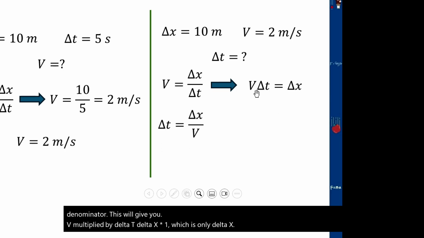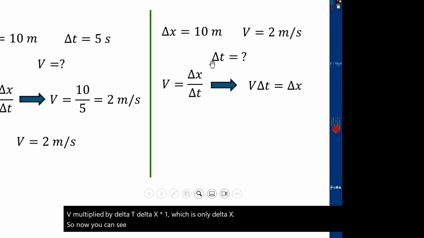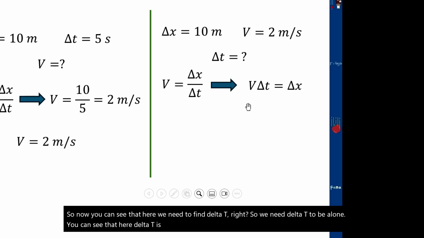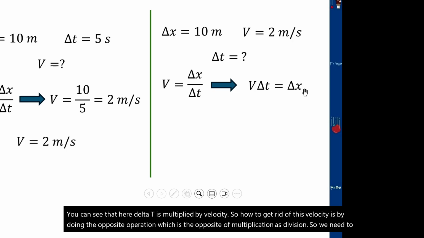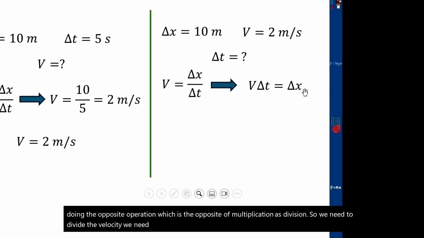So now you can see that here we need to find delta t, right? So we need delta t to be alone. You can see that here delta t is multiplied by velocity. So how to get rid of this velocity is by doing the opposite operation, which is the opposite of multiplication, is division. So we need to divide both sides by the velocity.